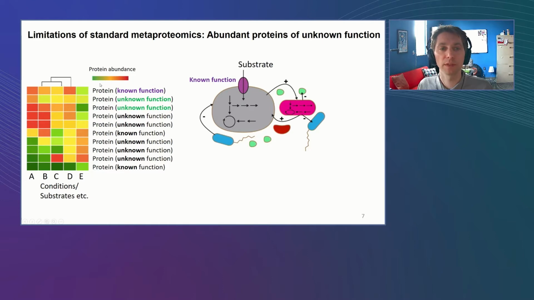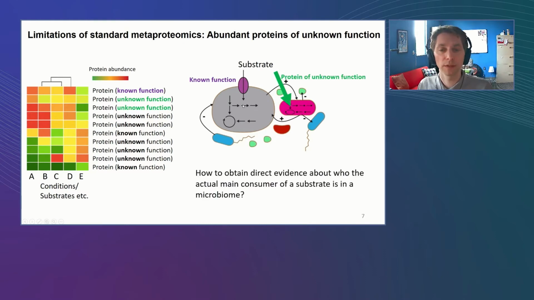Based on these annotations, you may think that a certain substrate in your community is taken up by this organism based on a known function of a protein. But what you may be missing is that there are these proteins of unknown function that actually allow a different organism to also take up this substrate, and maybe even better than the organism for which you have the known function protein.